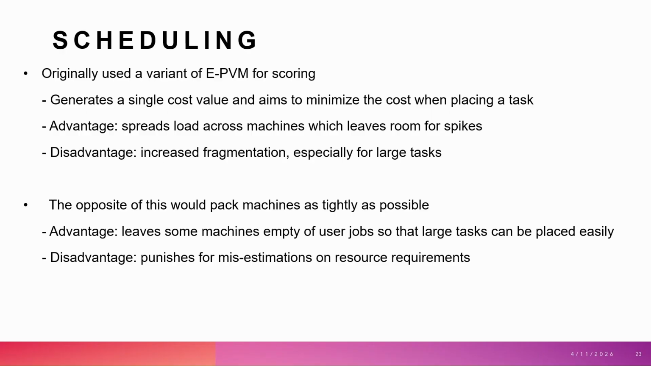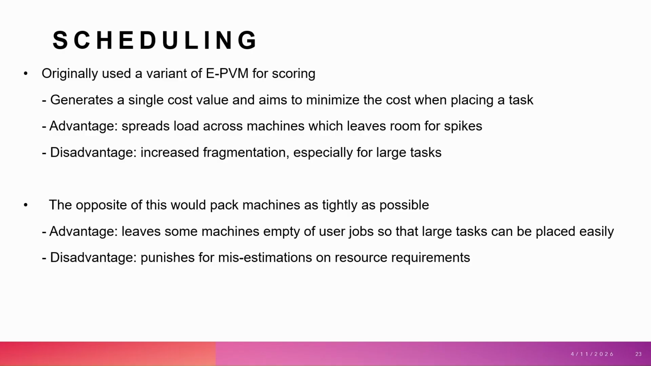So the original scoring system used E-PVM, which was generated as a single cost value and aimed to minimize the cost when placing a task. So when a task needed to run on a machine, it would go for the one that had the least cost value at the time. Now this was good for spreading the load across machines, which leaves room for spikes, but it increased fragmentation.